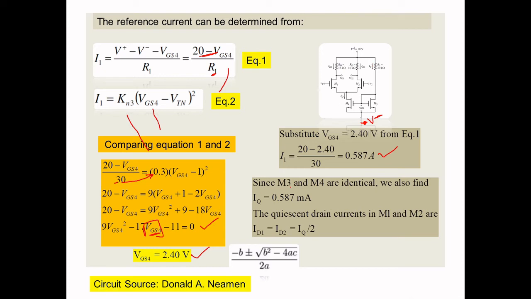Okay, so this is the current which is flowing at this point. Now it is very important to know that your M3 and M4 are identical. So the sum of your drain current 1 and drain current 2 will be your quiescent current. That means for each individual transistor, 1/2 of the quiescent current will be flowing. So that is given here: ID1 equals ID2, and ID2 equals 1/2 of the quiescent current, that is 0.5 IQ. That is very important to understand to proceed further.